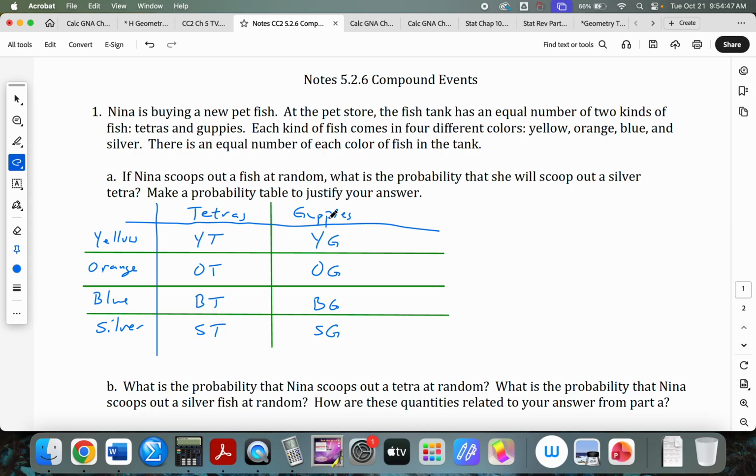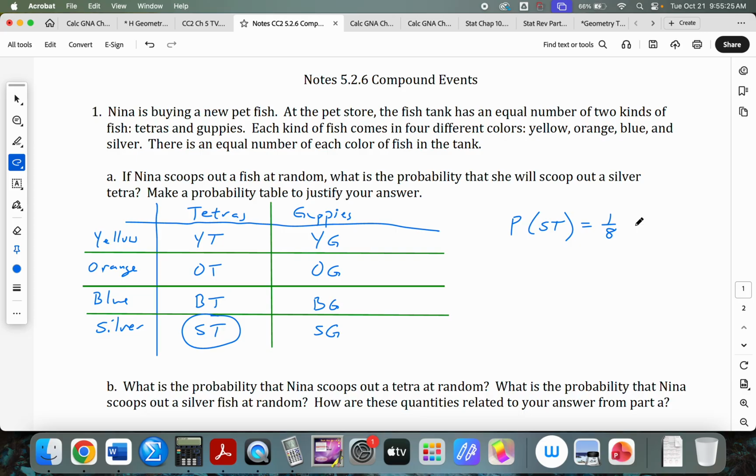So how many different possibilities do we have? Everybody. There's 8 possibilities. How many of those possibilities are silver tetras? 1. So the probability that it is a silver tetra, or a tetra that is silver, is 1 out of 8. And this goes back to what Sam and I were talking about on the homework. There are 2 types and 4 colors. 2 times 4 is 8. There's a total of 8 different possibilities.